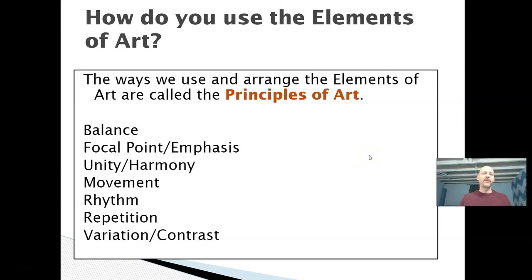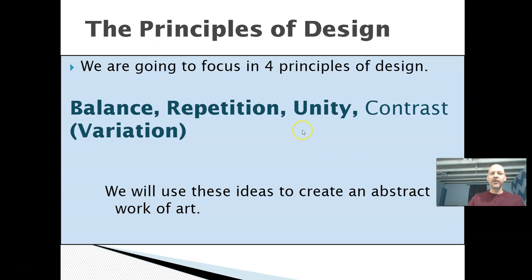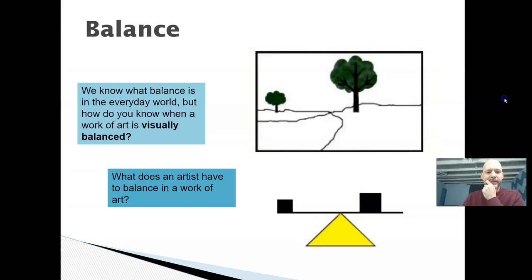So let's think about the principles of art now. We're going to look at 4: balance, repetition, unity, and then variation. I like to say variation, but contrast and variation are very similar. And unity and harmony can be words that can be used interchangeably.